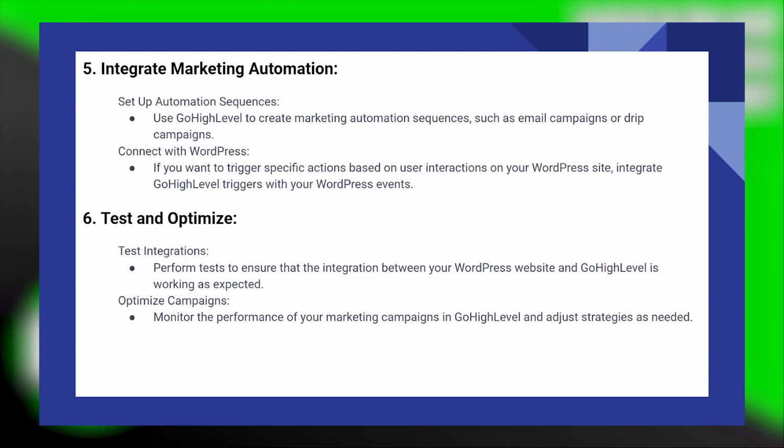Use Gohighlevel to create marketing automation sequences, such as email campaigns or drip campaigns. If you want to trigger specific actions based on user interactions on your WordPress site, integrate Gohighlevel triggers with your WordPress events. Perform tests to ensure that the integration between your WordPress website and Gohighlevel is working as expected.